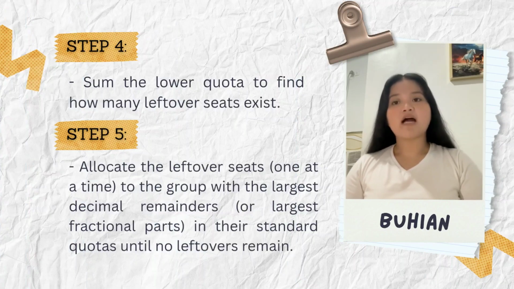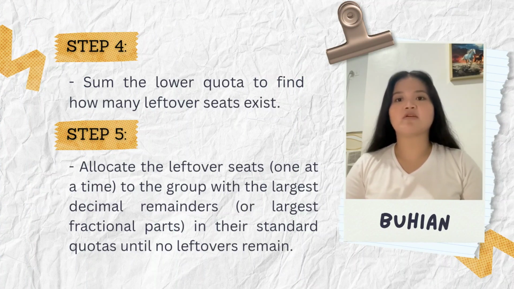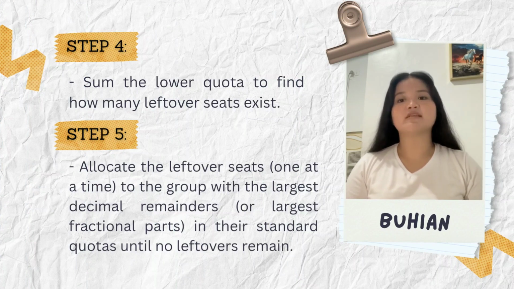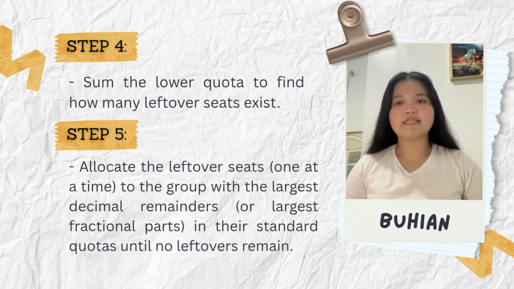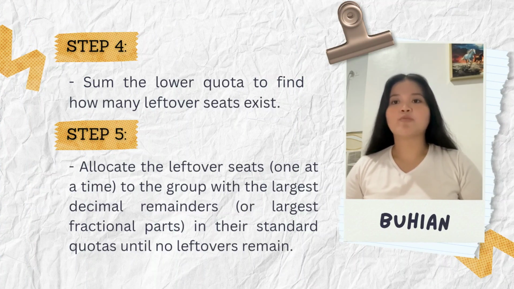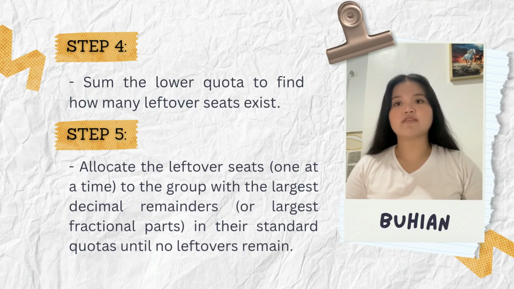Step 4. Sum or add the lower quota to find how many leftover seats exist. This helps us see how many seats are already given and how many seats are still left to distribute. Step 5. Allocate the leftover seats one at a time to the group with the largest decimal remainders or largest fractional parts in their standard quotas until no leftovers remain.